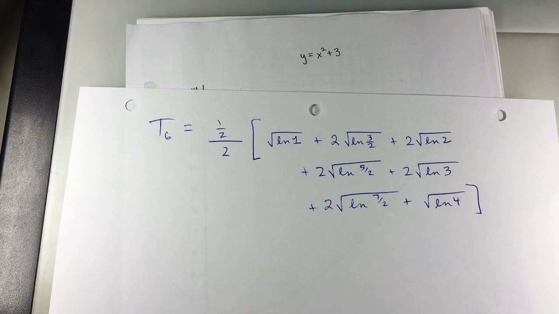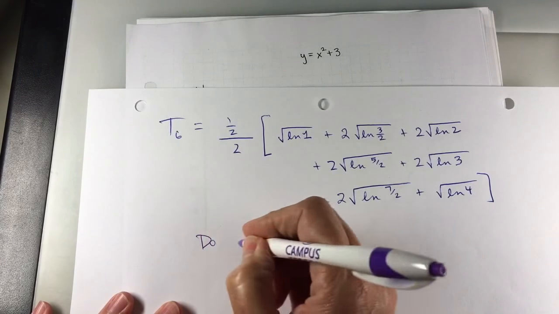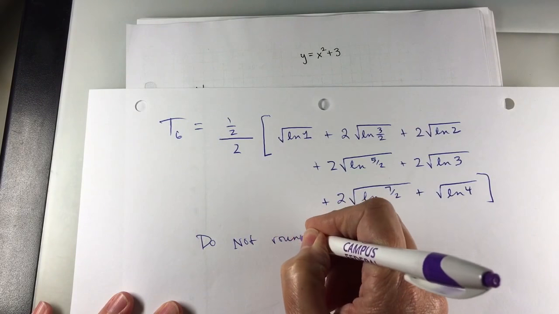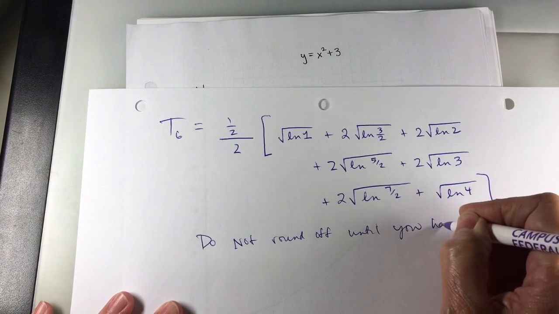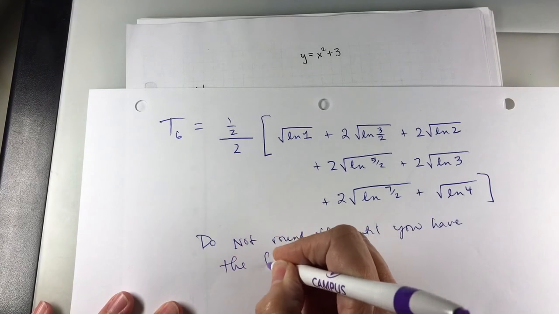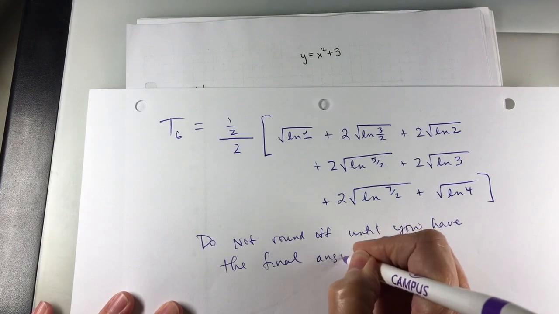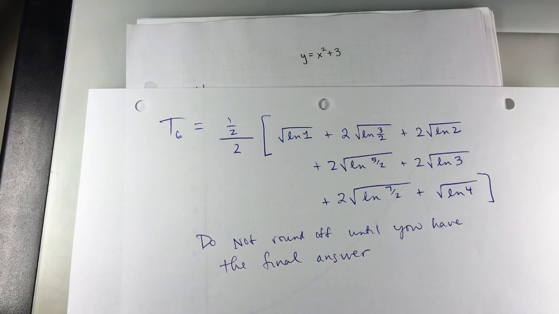You can do that. You have to remember, when you plug this into your calculator, do not round off until you have the final answer. If you start rounding off some of those intermediate answers, your round off error can be so big that you end up getting answers that are way too off. So don't round off till you get the final answer.